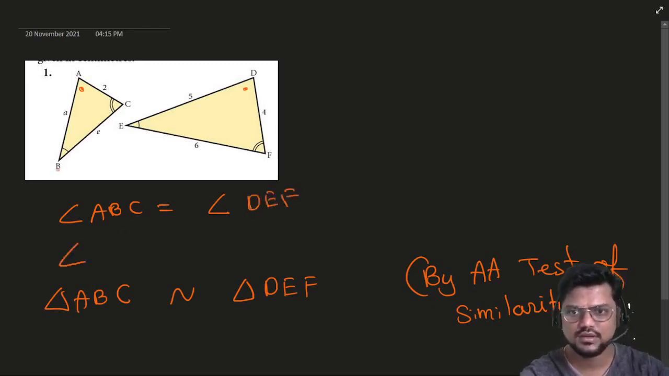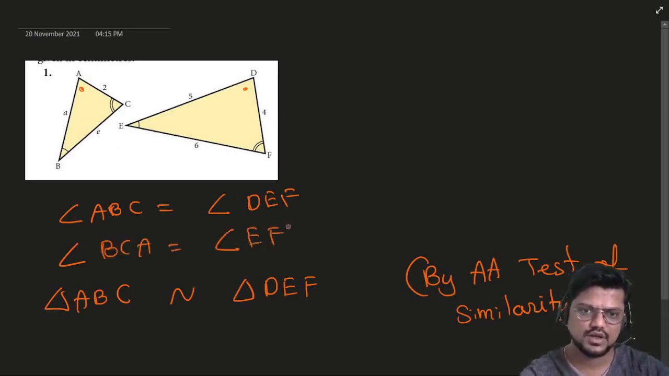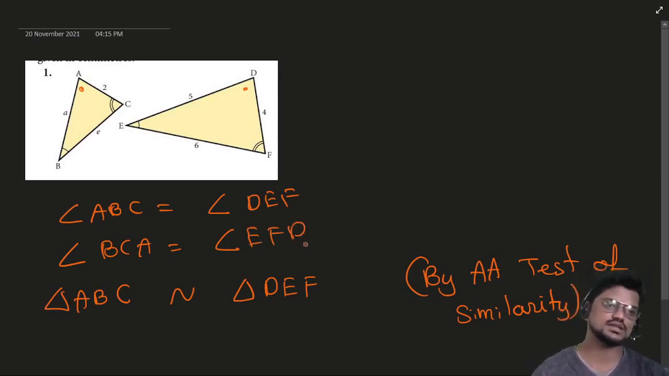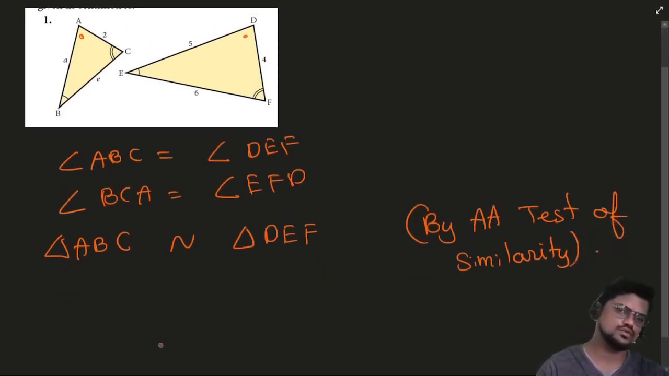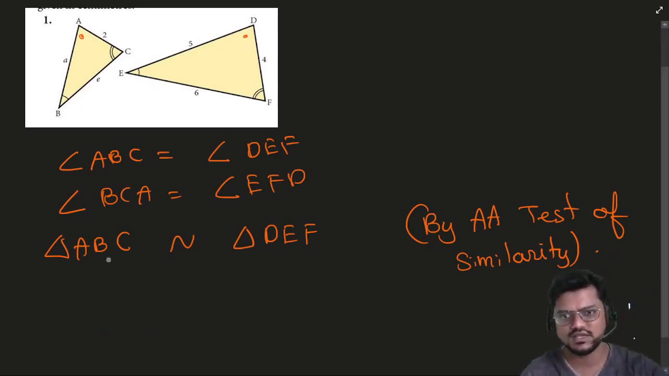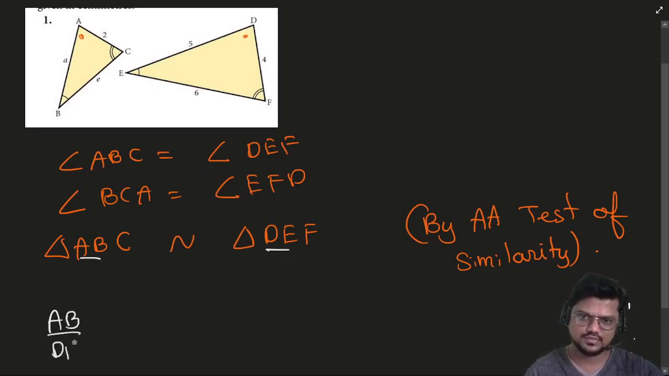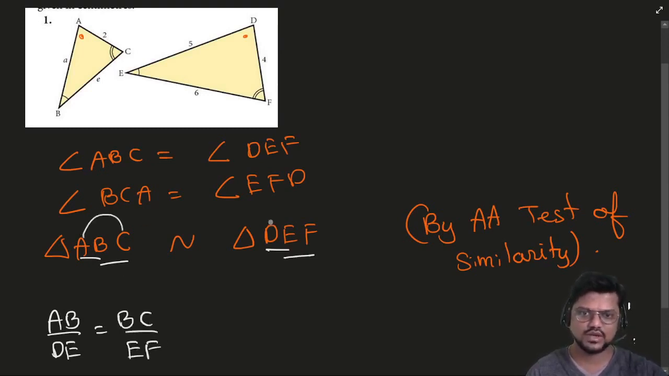Angle BCA is equal to angle EFD. Now, if two angles are equal, then we can say that the two triangles are similar by the AA test of similarity. Now, if the two triangles are similar, then the ratio of the corresponding sides are equal. Then I can say, AB upon DE will be equal to BC upon EF will be equal to AC upon DF.